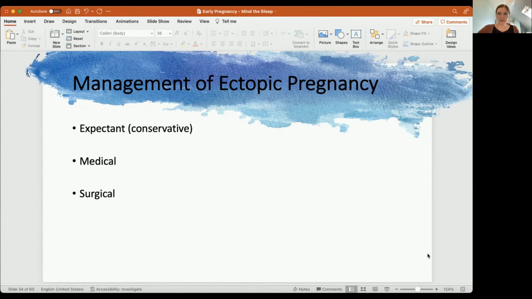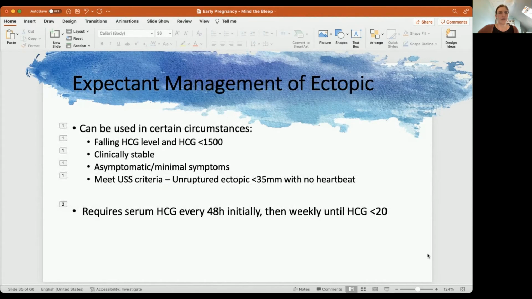So, management of ectopic pregnancies. Again, we've got expectant, medical and surgical. Expectant management of ectopic can be used. They have to meet quite specific, rigid criteria to have expectant management. You can imagine, obviously, that the risk of rupture is always there. Even very small ectopics can rupture.